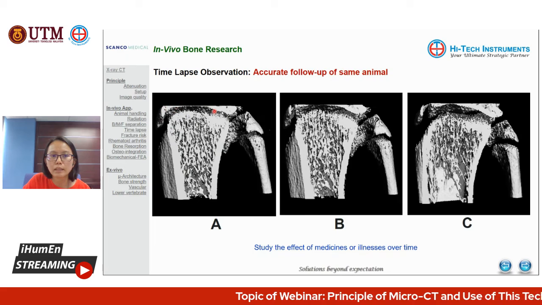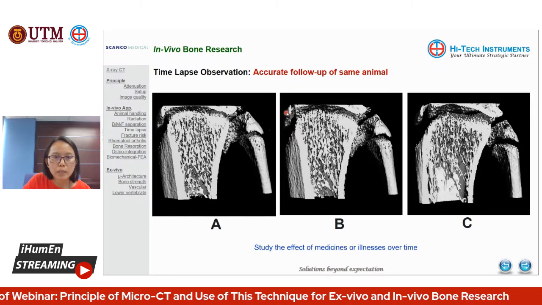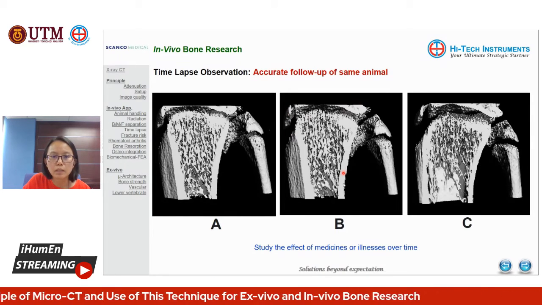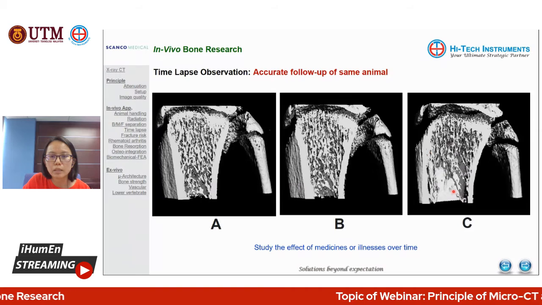So this will be your starting scanning point. And from here to here, let's say it's about 5 mm. So every time you can stick to the same setting so that you can get the accurate follow-up. So from here, you can see A, B, C. You can see that in C, the trabecular amount is reducing.